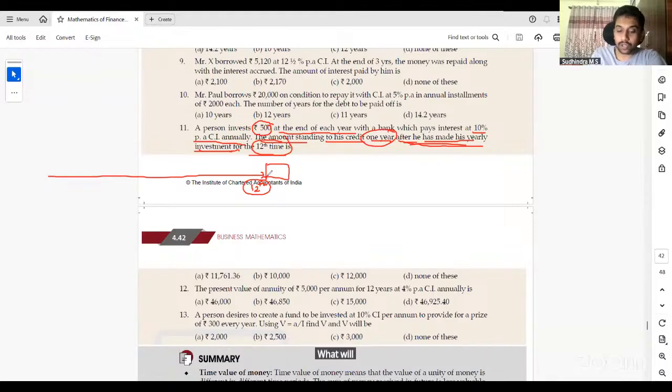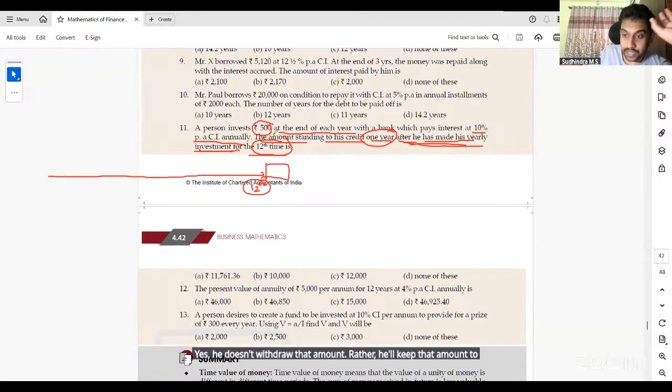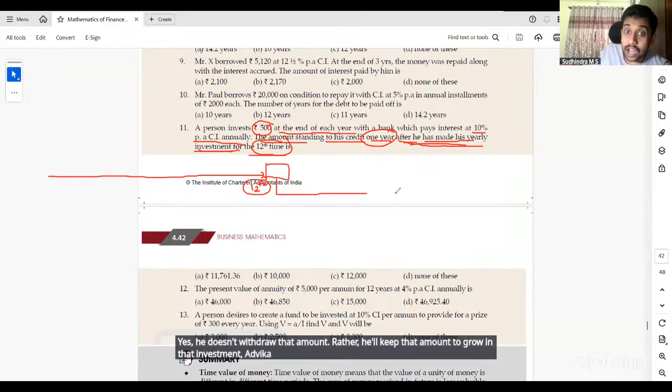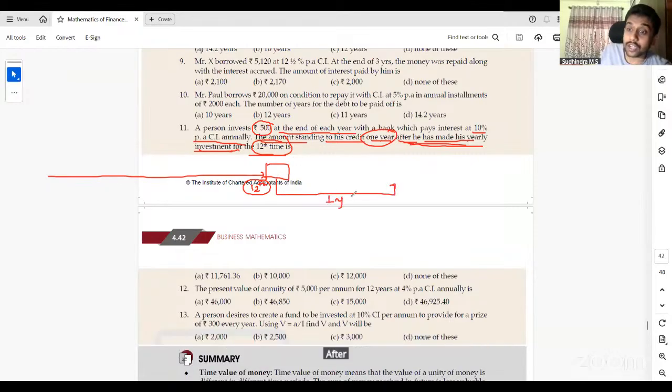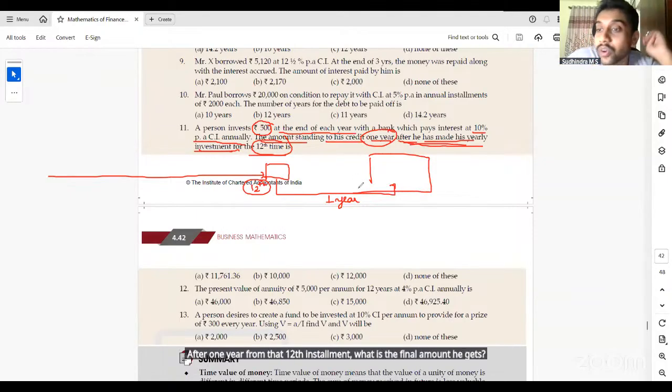What will he do with that amount? Normal compound interest. He doesn't withdraw that amount. Rather, he'll keep that amount to grow in that investment, so that after 1 year from that 12th installment, what is the final amount he gets? That is what they are asking us. Everyone following?